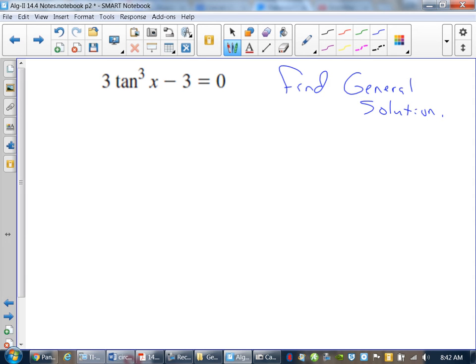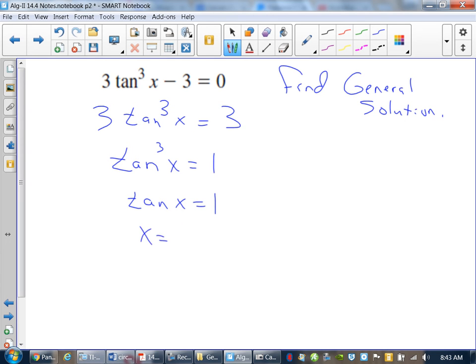Let's see. What do you do first? Add the 3. So we have 3 tangent cubed, and then divide by 3. Now what? Cube root. What's the cube root of 1? 1. Is it plus minus? No, because it's an odd number. So you go to the idea of what angle has a tangent value of 1?